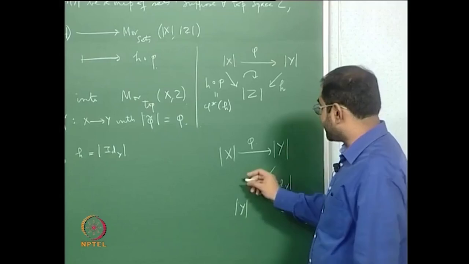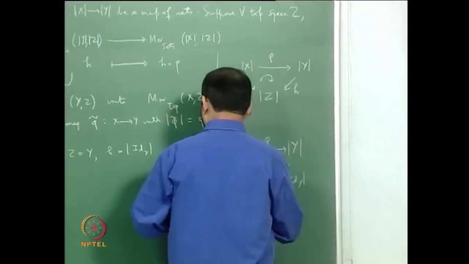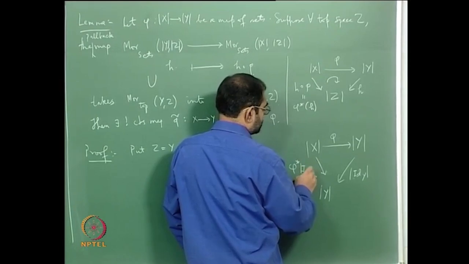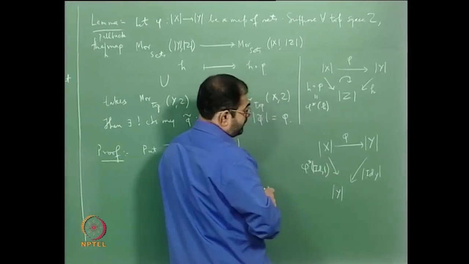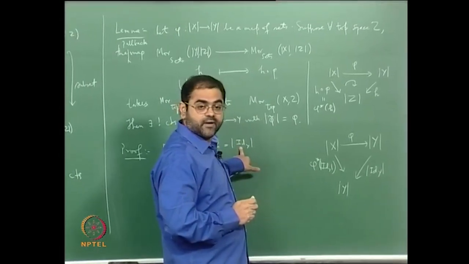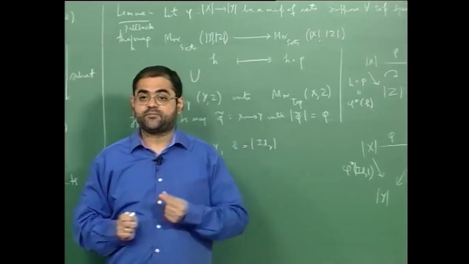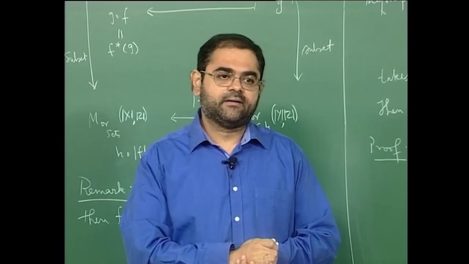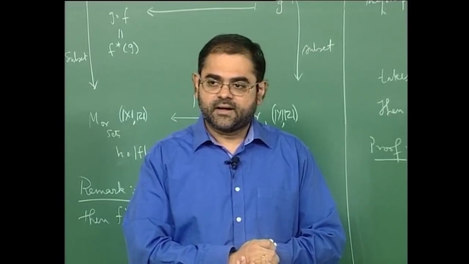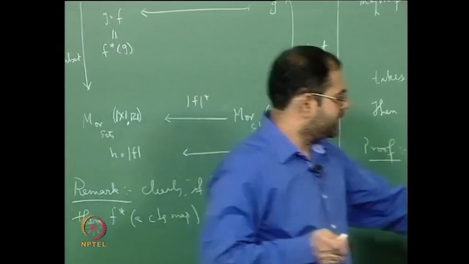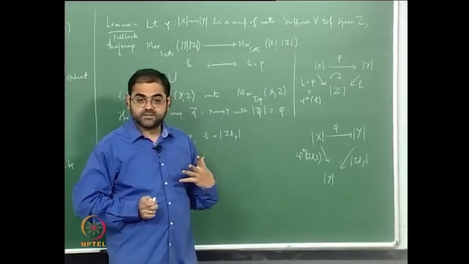The claim is that when I do this, what I will get here is phi upper star of the identity map on Y. Notice that the identity map on Y is of course a continuous map of topological spaces from Y to Y. The identity map on a topological space is always continuous, because the inverse image of an open set is the set itself, and that set is open. So inverse images of open sets are open, therefore the identity map ID_Y is a continuous map of topological spaces.